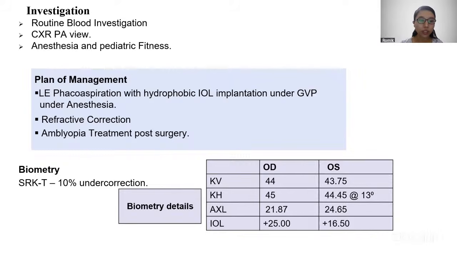Plan of management: child has undergone left eye phacoaspiration with hydrophobic IOL implantation under guarded visual prognosis under anesthesia. Further plan of management: refractive correction and amblyopia treatment post-surgery. Biometry: SRK-T formula was used with 10% undercorrection. These are the biometry details.